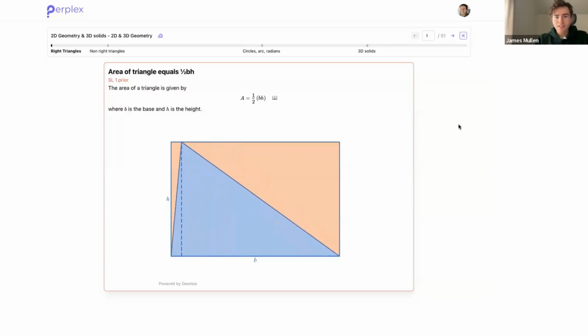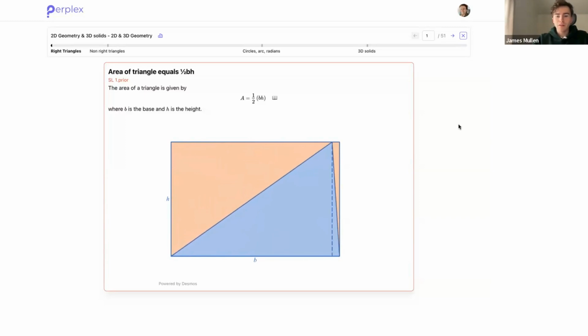And then we're going to do the 3D solids. So that's spheres and cones and cylinders and prisms, etc. So with that said, I'm going to share my screen and we will get started. So let's kick it off with something fairly basic.